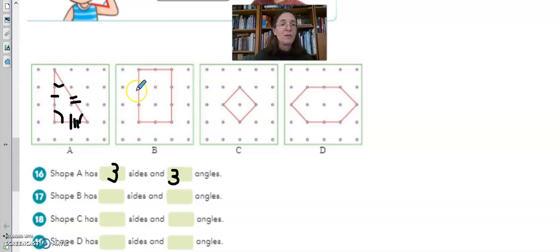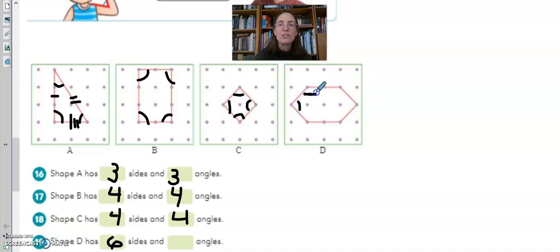Shape B looks like a rectangle to me. It has 1, 2, 3, 4 sides. And it has 1, 2, 3, 4 angles. I'm starting to see there's a little repetition here. Do you see it? Let's try C. 1, 2, 3, 4 sides. And shape C has 1, 2, 3, 4 angles. Are you feeling like there's a pattern here? Let's try shape D. 1, 2, 3, 4, 5, 6 sides, and 1, 2, 3, 4, 5, 6 angles.